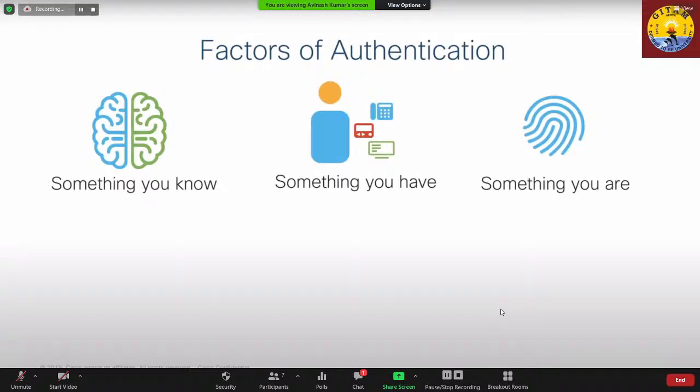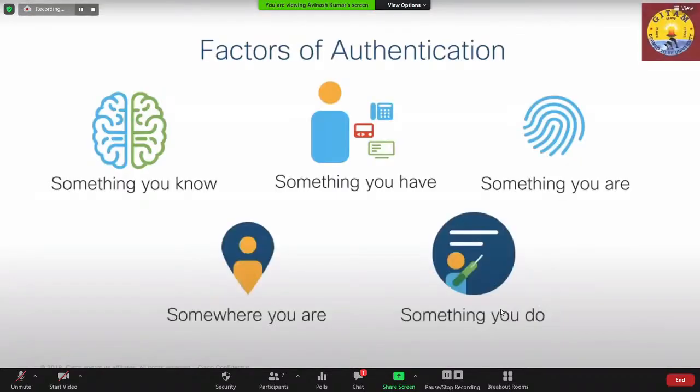There are two more lesser known but quite important factors of authentication. Those are called somewhere you are, or something you do. Somewhere you are is important mainly when you have to prove the location where you belong. There may be services that you are only allowed to access if you are within a certain location or premises, right? Especially in present days, you think about how COVID is growing. Most of us are working from home, you have to prove that you are at the right location.